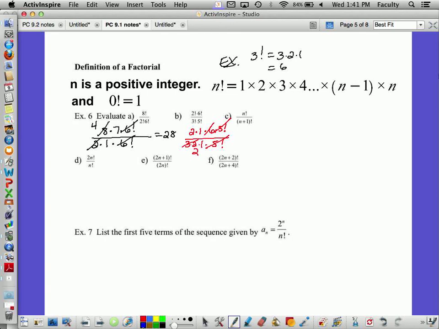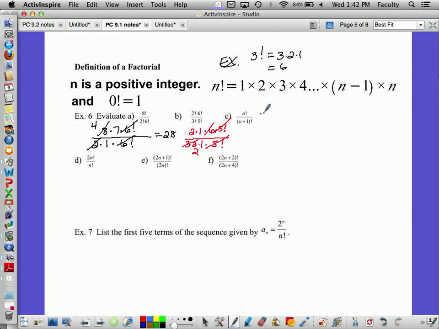Alright, now I'm going to go really abstract. And letter C, n factorial over n plus 1 factorial. Okay, that's really, really abstract. Think about this a minute. This means like 8 factorial over 9 factorial, right? If I have n factorial over n plus 1 factorial, that's like, and I can pick any number, 12 factorial over 13 factorial. That means in the bottom I have one more number than I do in the top.